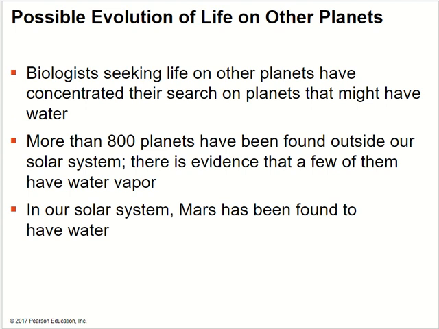Possible evolution of life on other planets. Biologists seeking life on other planets have concentrated their search on planets that might have water, since water is so necessary for life on Earth. More than 800 planets have been found outside of our solar system. There is evidence that a few of them have water vapor, maybe not water ice or liquid water, or maybe not all three. In our solar system, Mars has been found to have water.